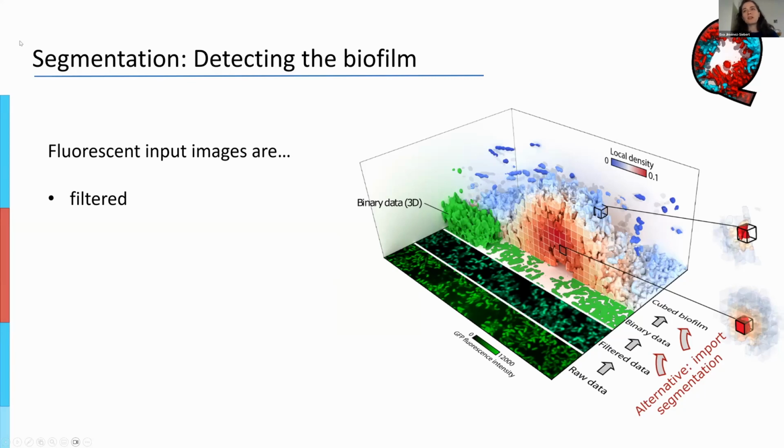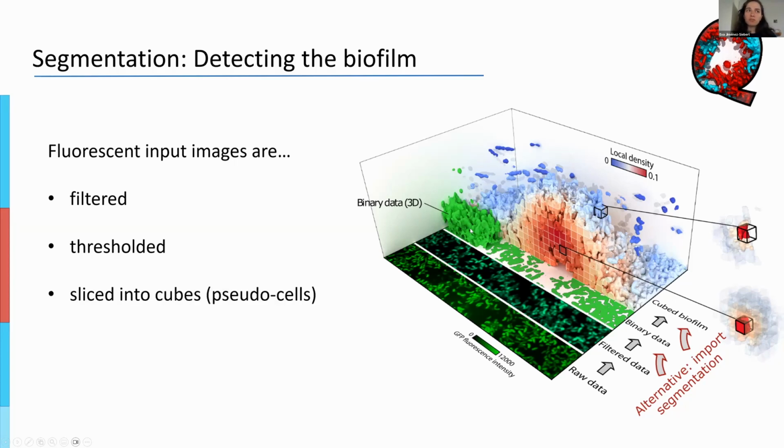And these filters are there to maybe remove background noise or make the signal to noise ratio clearer. After you have filtered your data, it gets thresholded, and you can then select or segment your 3D volume, which is this part here. You get one volume of your biofilm.